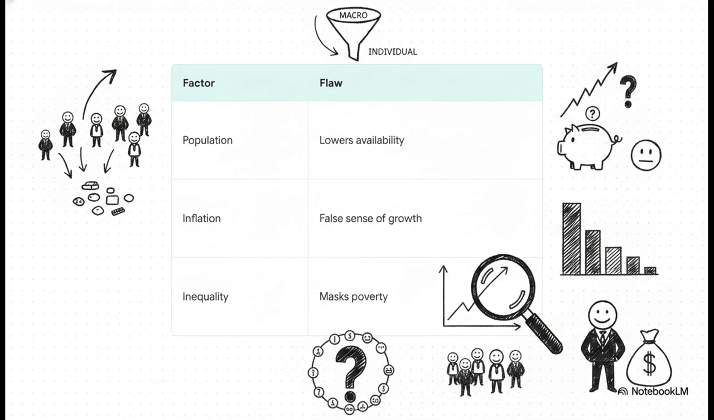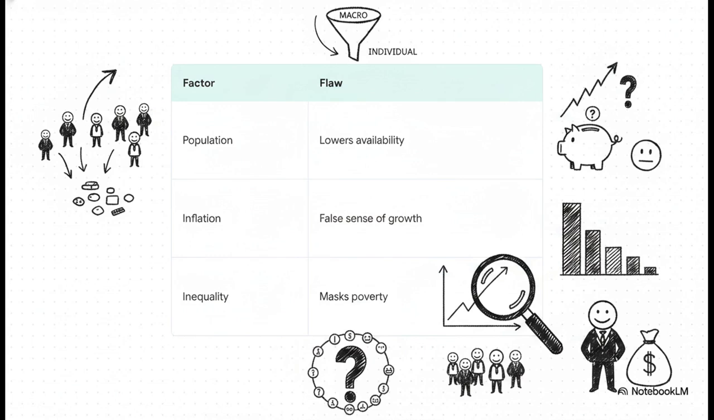First, just look at population growth. If a nation's total income grows, but its population grows even faster, the actual per capita availability of goods and services falls, materially lowering the standard of living. Second, consider price inflation. If we measure GDP at current prices, we're looking at nominal GDP. An increase here might just mean prices are rising, creating a false sense of richness without a single new good being produced. To find true welfare, we have to use real GDP, which eliminates that distorting effect of inflation.